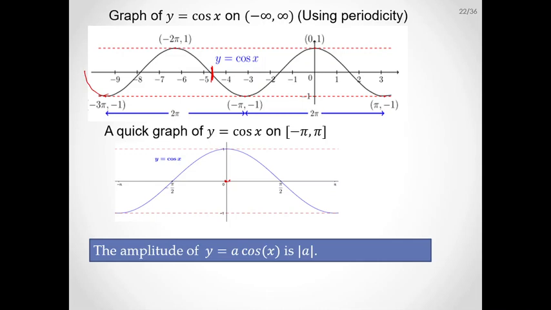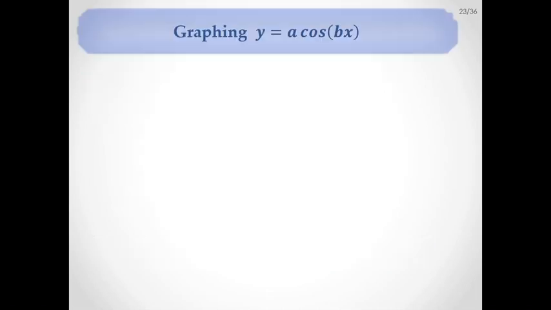Now again, let's talk about the amplitude. The amplitude is the absolute value of A. So the amplitude is giving you the height or the depth here. And now let's see how to graph y equals a cosine bx.